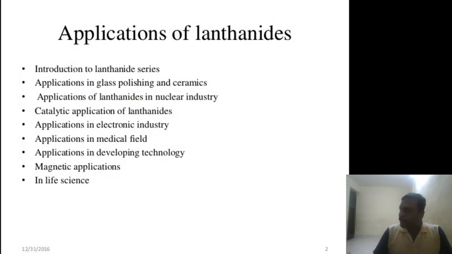Then we can see the applications of lanthanide elements. They have a variety of applications and can be used anywhere. The first one is glass polishing and ceramics. Glass and ceramic products are used daily, and for polishing glass or ceramics we can use lanthanide elements. The second one is nuclear chemistry. We can also see catalytic applications, applications in the electronic industry, the medical field, developing technology, magnetic applications, and in life science also. So these are the applications of the lanthanide elements.